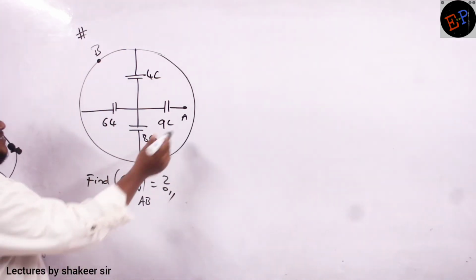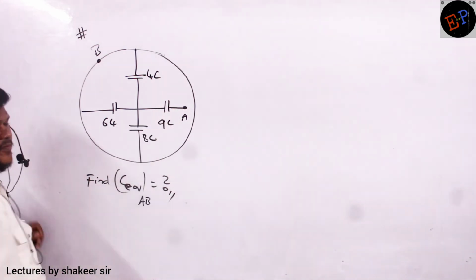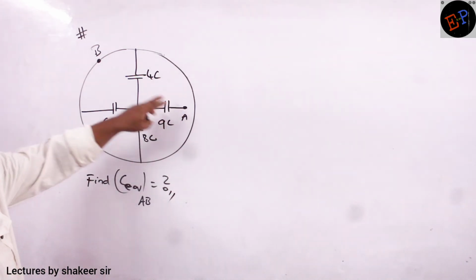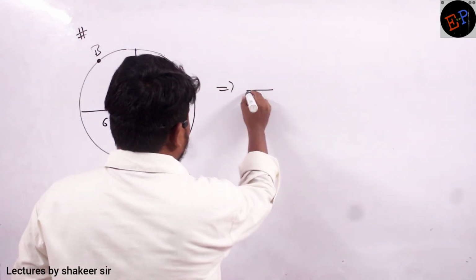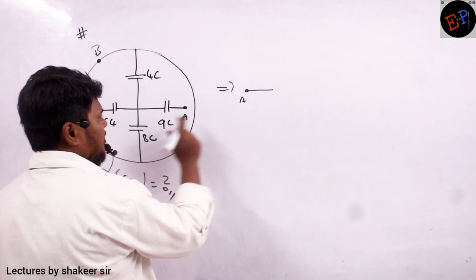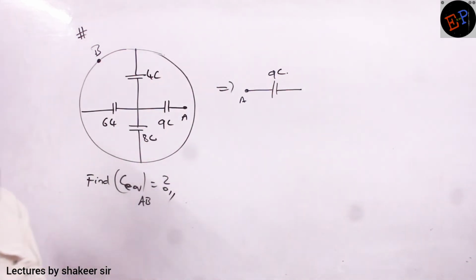Here, this is the given circuit, no? Now we are supposed to find the equivalent capacitance between which points? Point A and point B. Okay, must start from point A. This is point A, and to point A a 9C capacitor is connected. That's all. A 9C capacitor is connected.